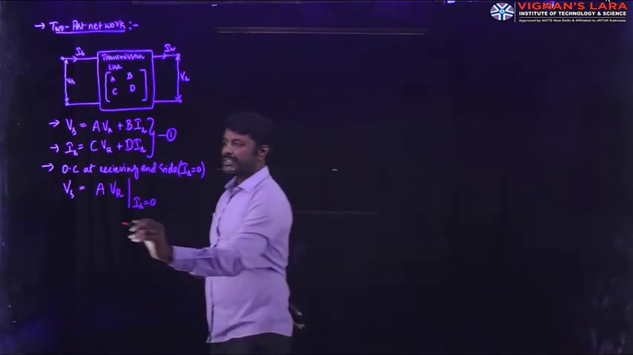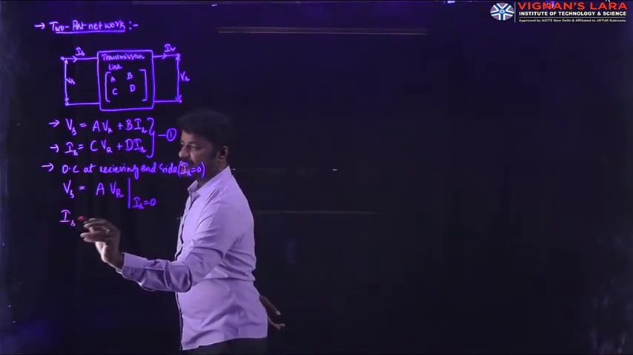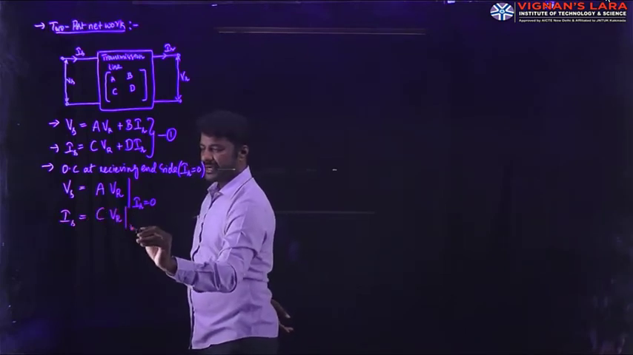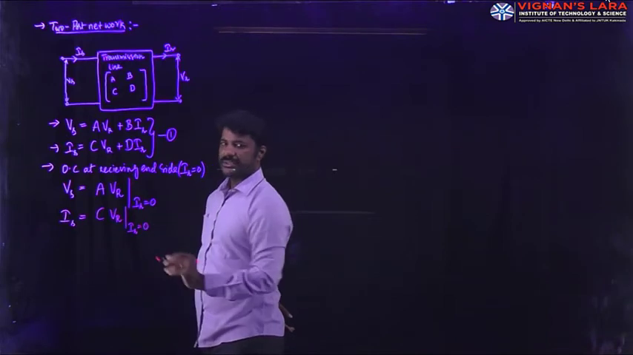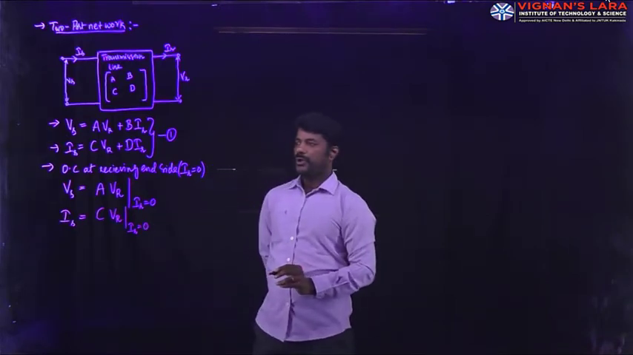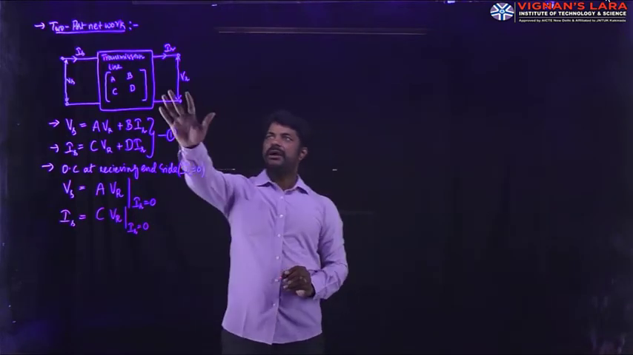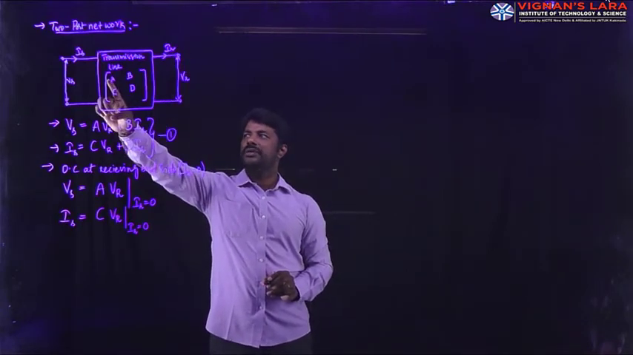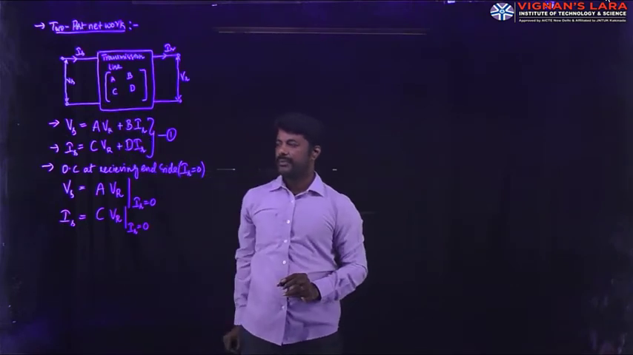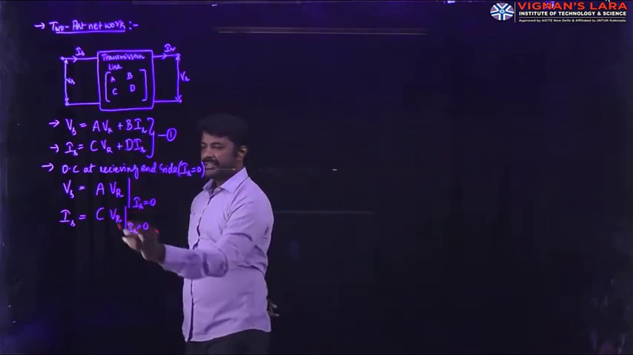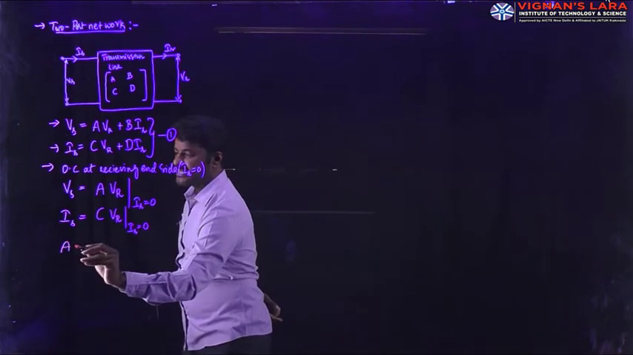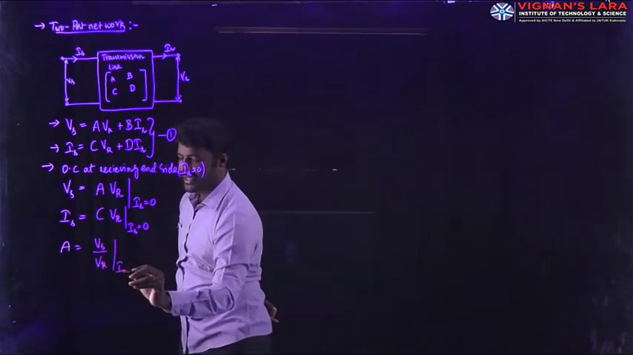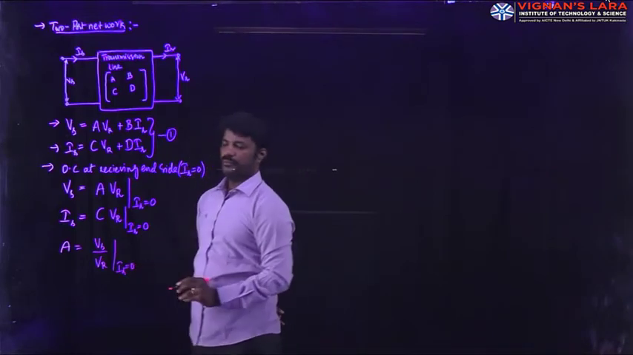Next, the current Is can be written as Is equal to CVR, with the same condition applied, IR as 0. So at the output side, the receiving end side, if you open circuit it, we get the two constants A and C. How do we get A and C from here? Rearrange the equations. A is equal to Vs by VR with the condition IR equal to 0.